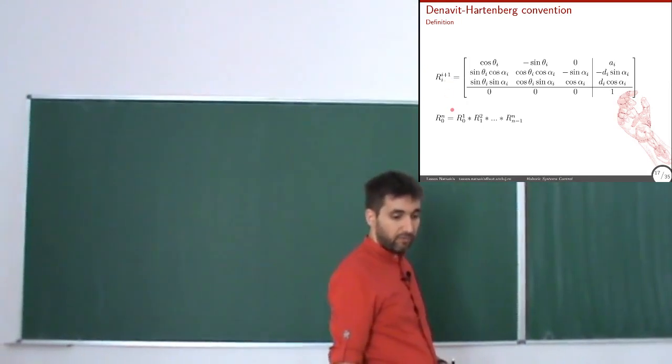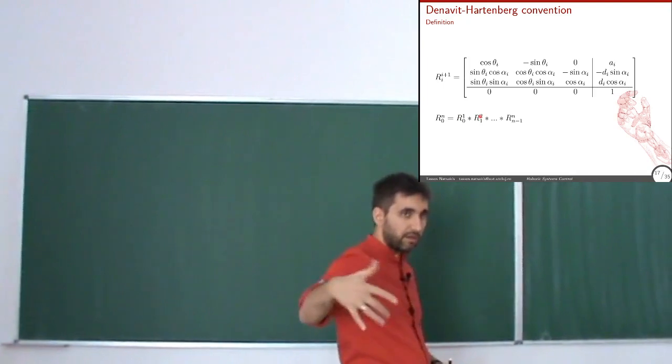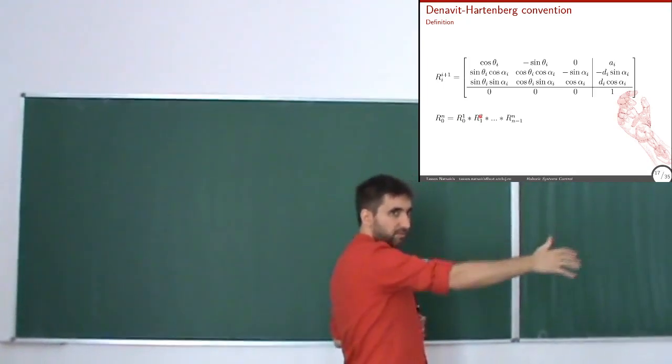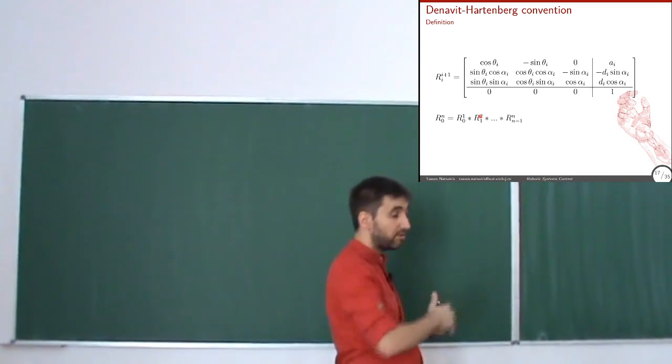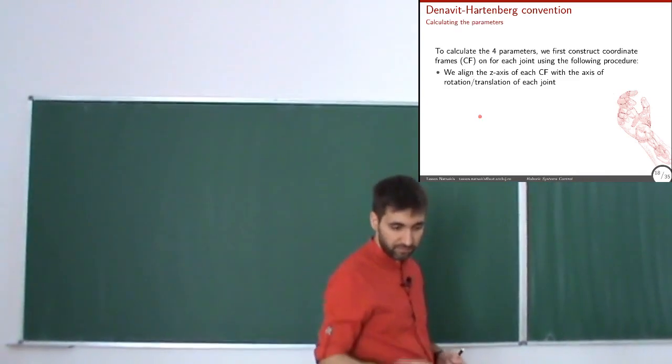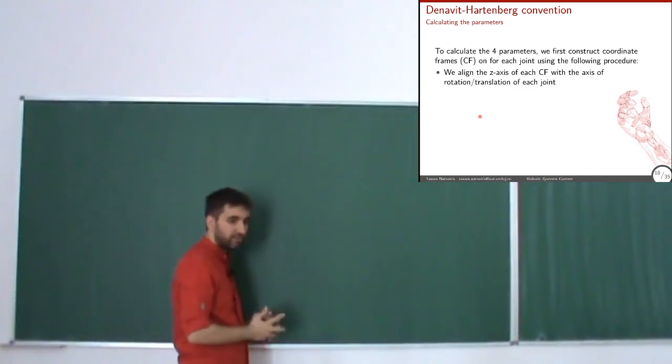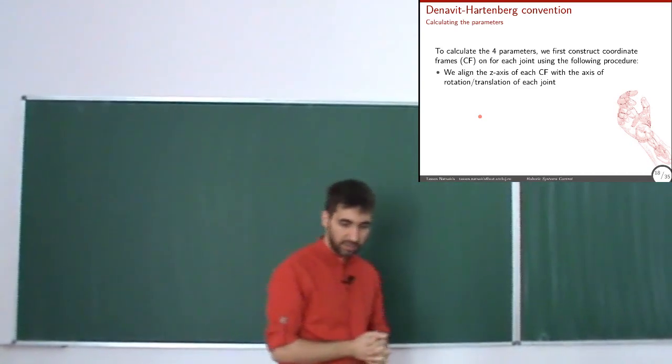By combining from 0 to 1, from 1 to 2, and from n minus 1 to n, multiplying all together, I get the overall transformation from 0 to the n effector, which is my direct geometric model. Now, how do we do this? Let's go into more practical stuff, because I keep on talking for 10 minutes now.